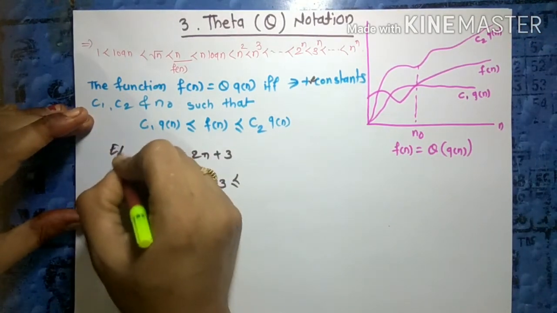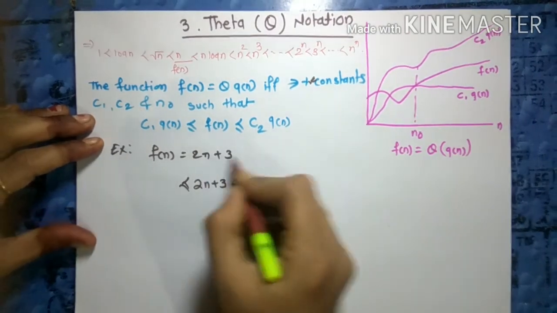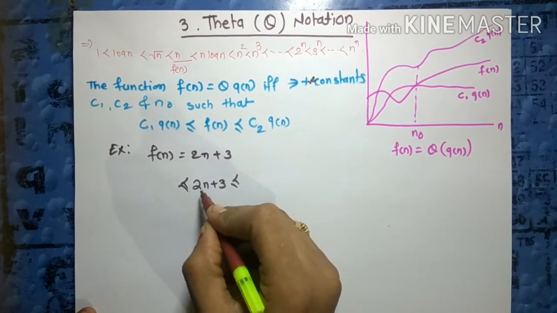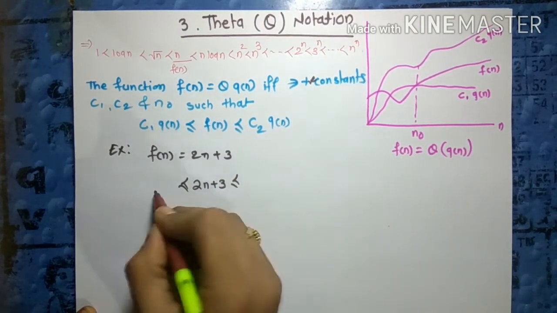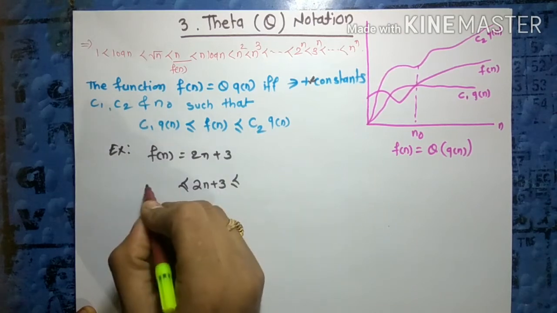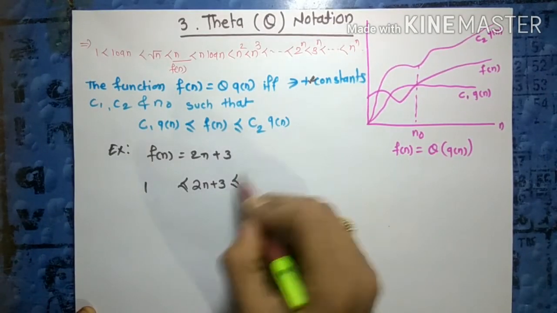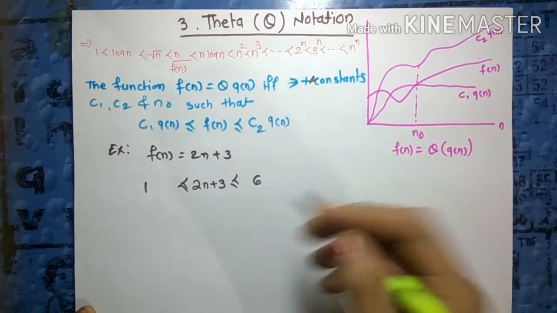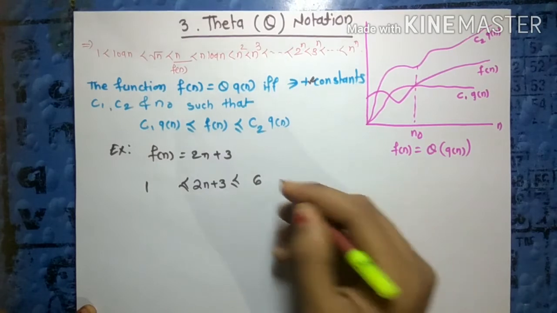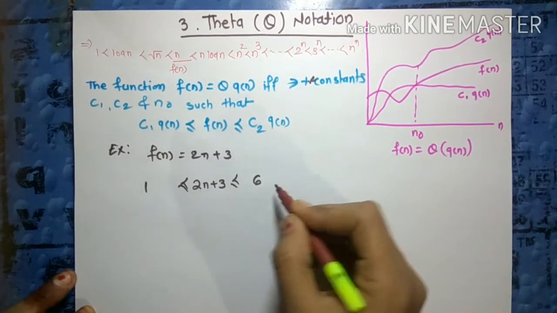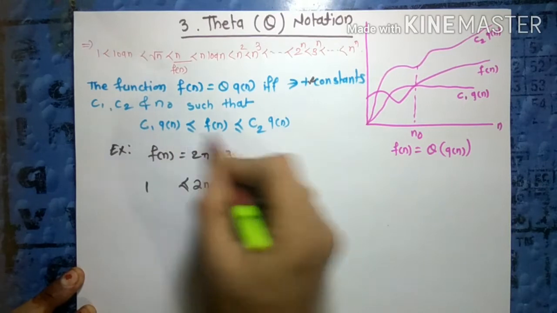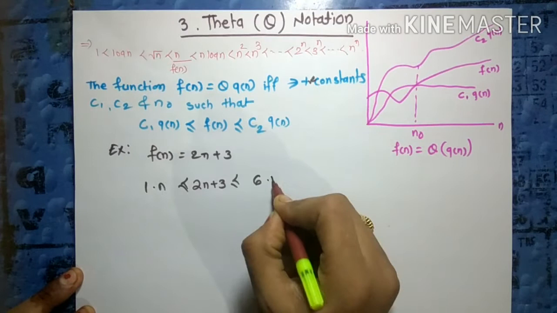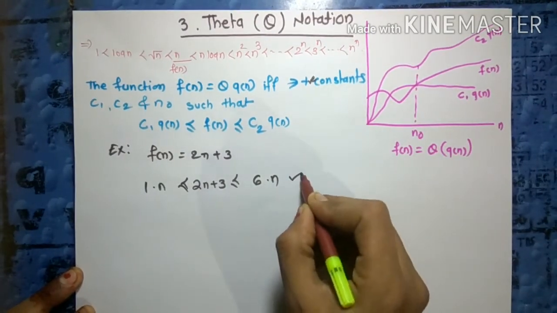Let's take an example here. F of n is 2n plus 3. Now we have to find c1 less than 5, let's take 1. And c2 greater than 5, let's take 6. You can take 7, you can take 10, you can take 1000, you can take 1 lakh also, greater. Now the g of n term is common on both sides, it should be the same on both sides, so we will take n here, and this will now be true.